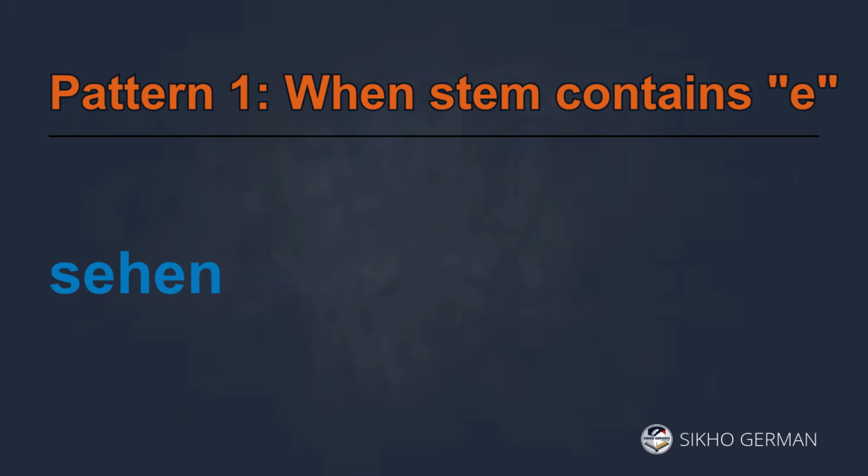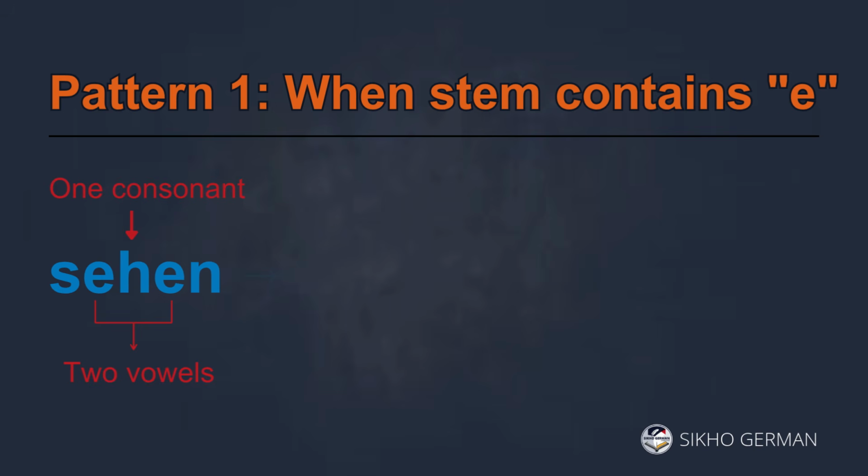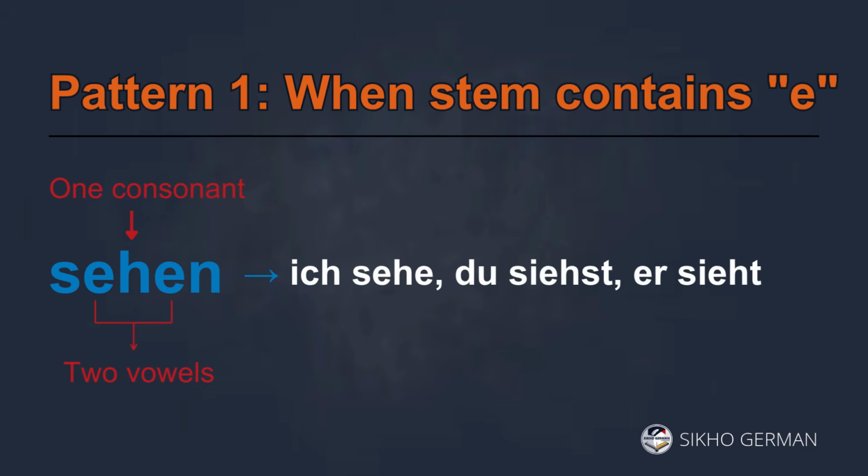Look at sehen, to see. Sehen has the structure S-E-H-E-N, two e vowels with one consonant h in between. For du and er/sie/es, the first e becomes ie. Du siehst, you see. Er/sie/es sieht, he, she, it sees. Notice ich sehe, no change, but du siehst, sieht, vowel change to ie.